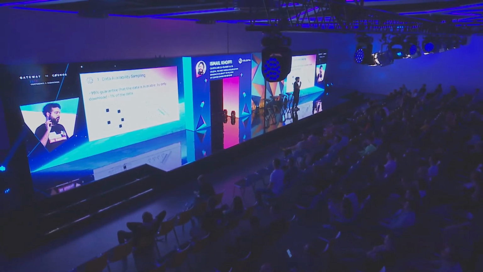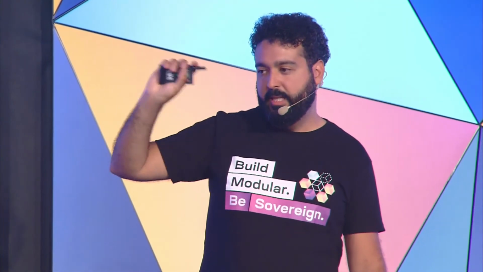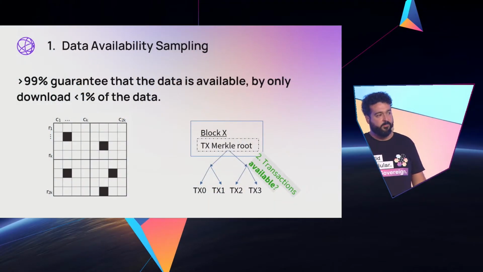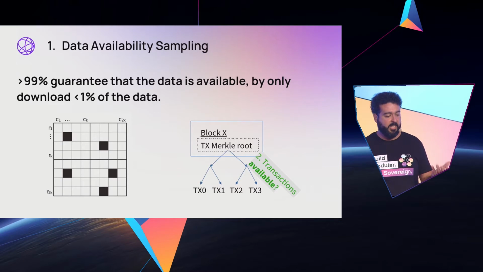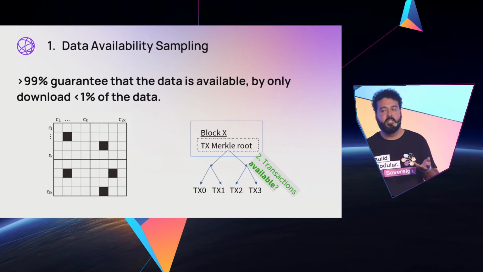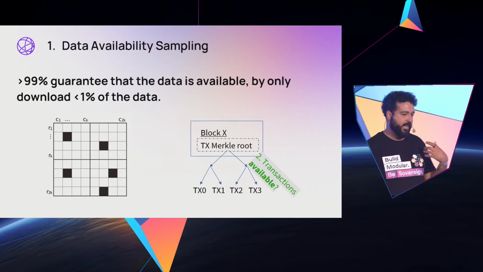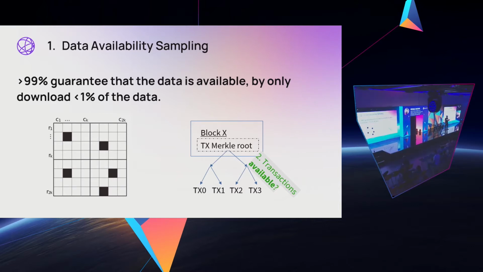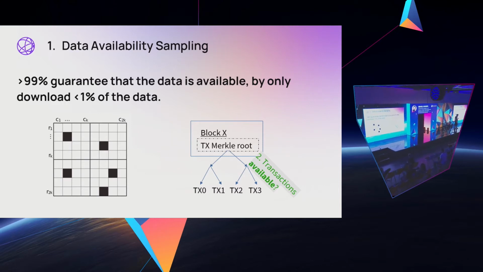And by this, you get the property that if you sample random samples from the block data, you get probabilistic guarantees that all the data is available. And this means you can only download a percentage of the whole block and you have almost a 100% guarantee that all the data is available. So that's how this validity check on availability is done.